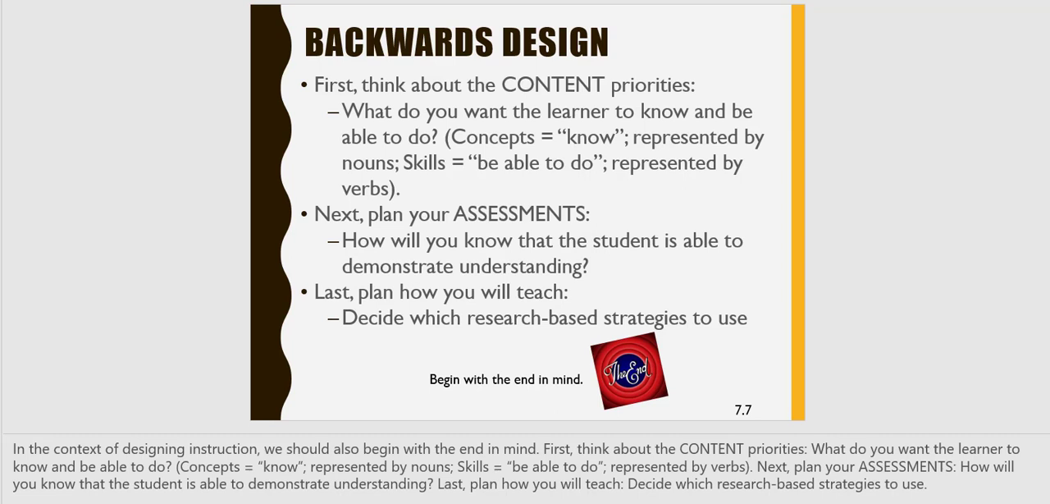First, think about the content priorities. What do you want the learner to know and be able to do? Concepts are often represented by nouns. These might be things that you want the student to know. Skills are often represented by verbs.